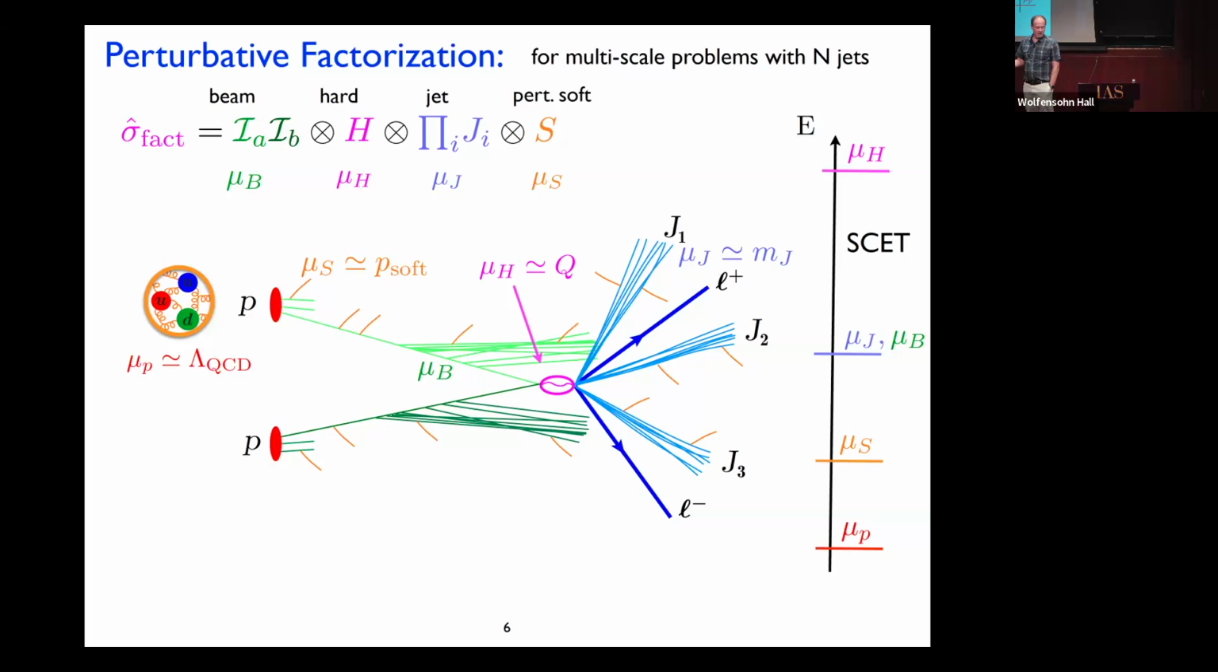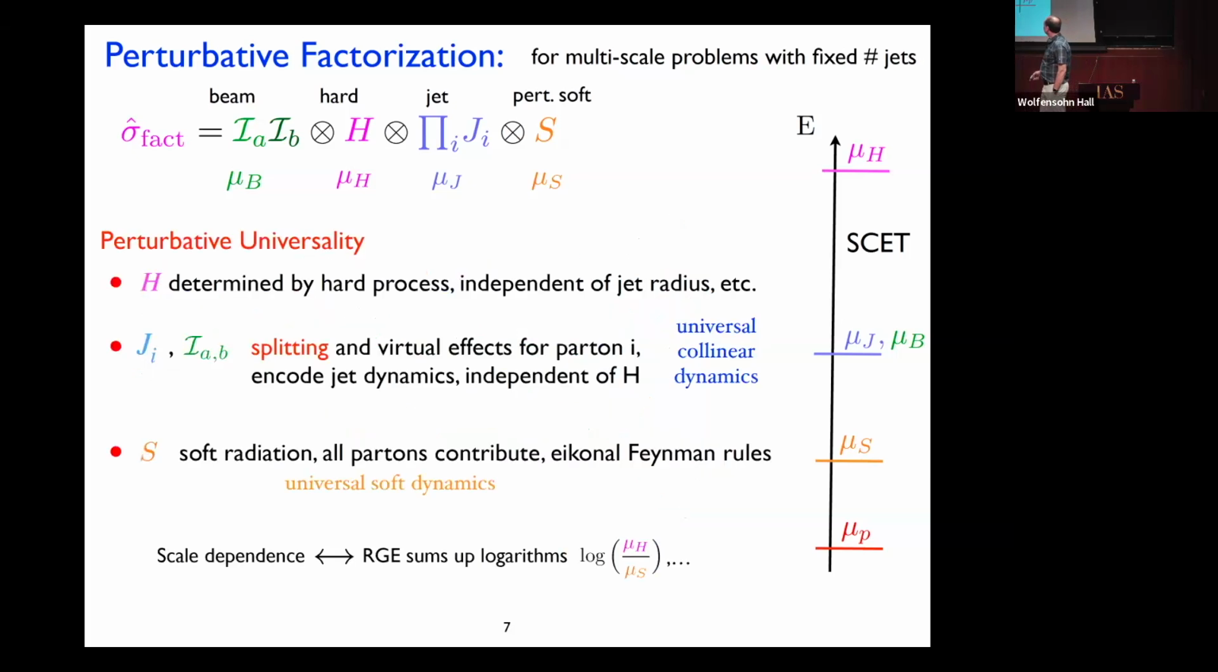And when that happens, it's often useful to factorize the perturbative part even further from the non-perturbative part into different ingredients, shown here by these various colored functions: beam functions, jet functions, soft functions. And SCET is doing that by taking advantage of the scale separation in this picture and designing an effective field theory to deal with the multiple scales in the problem.